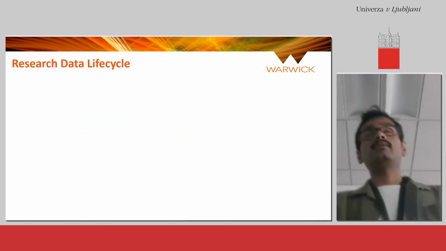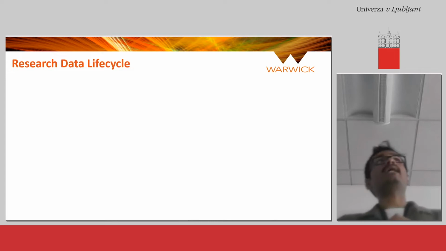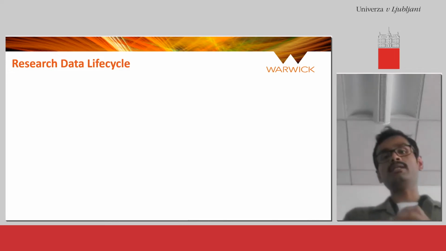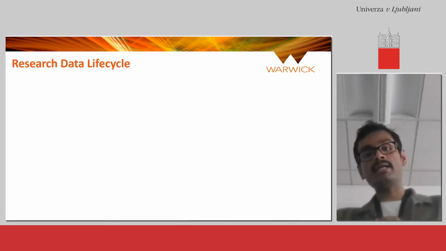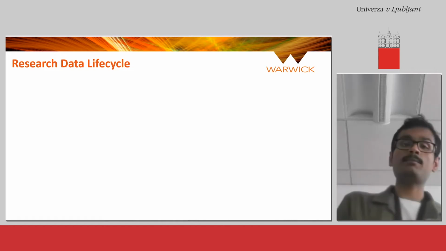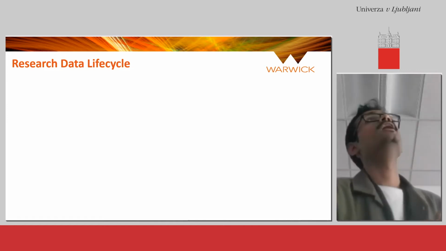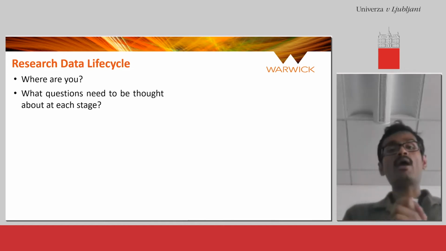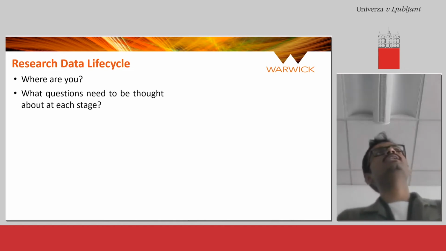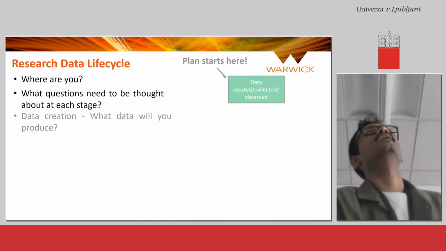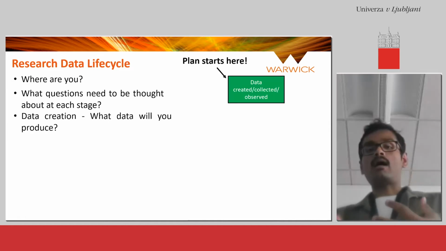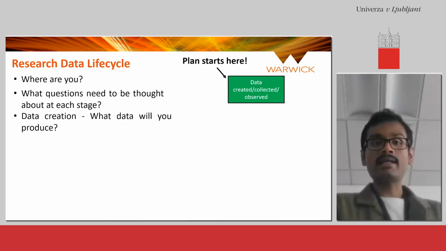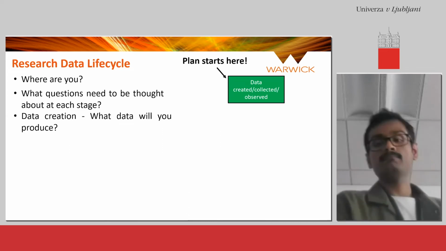In data management, we have the data life cycle, which is a very important part to understand how we make sure our data is compliant with every funder and university policy. So I'll touch on that here. This data life cycle is all about where you are at the moment and what questions need to be thought about at each stage. It's all about when you are collecting. Are you collecting, creating, or observing?